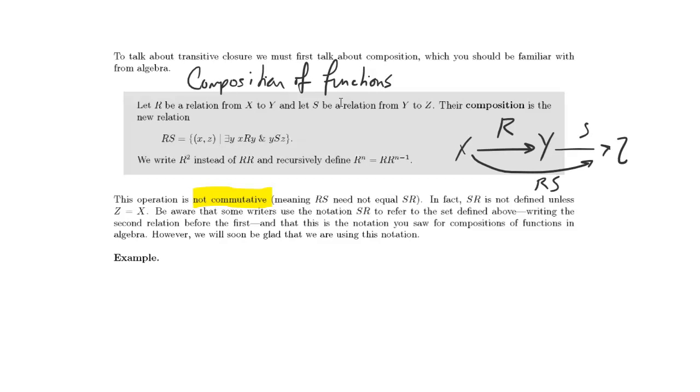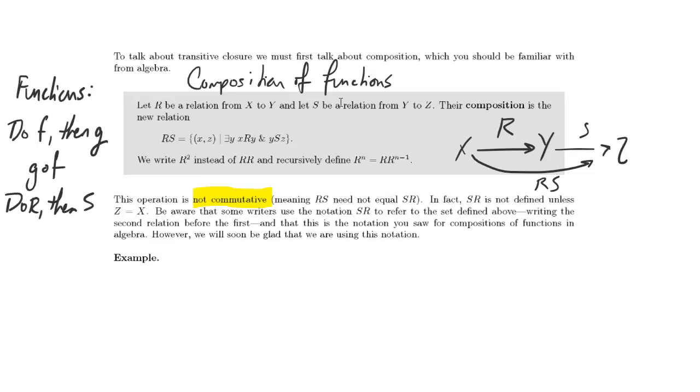So you remember that in functions, when you do F then G, you are used to writing that as G circle F. So when we do R then S, we're going to write it as RS. So we're going to kind of go backwards from what you're used to here notation wise, but I promise we're going to be happy we did in just a minute. All right, so let's get into an example.